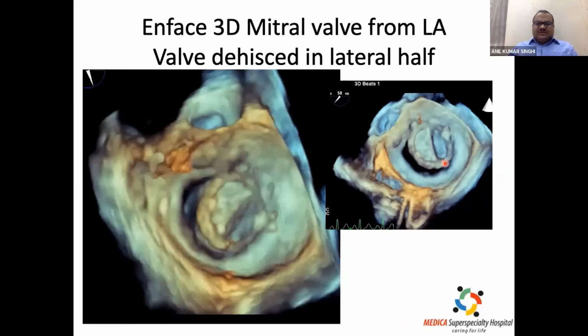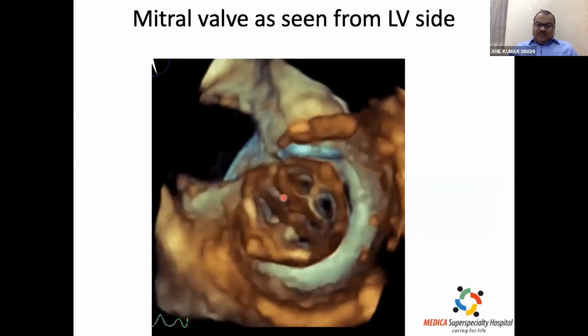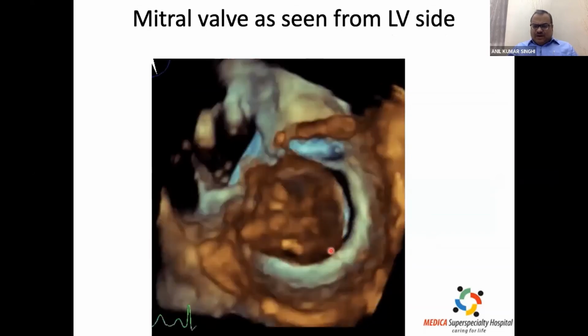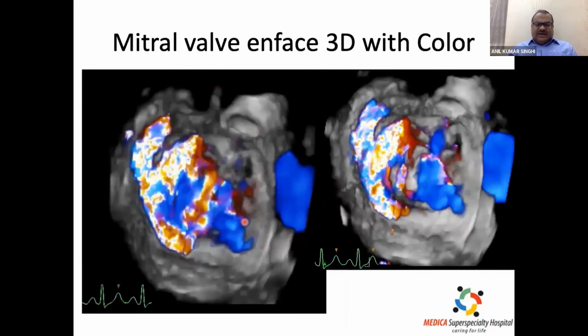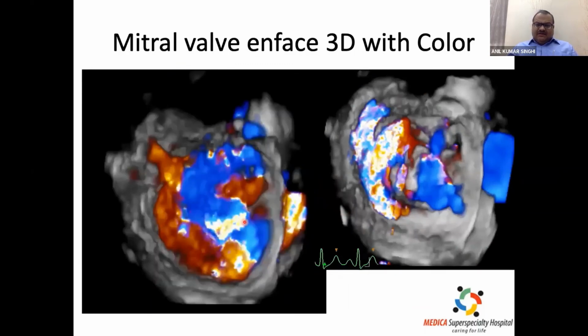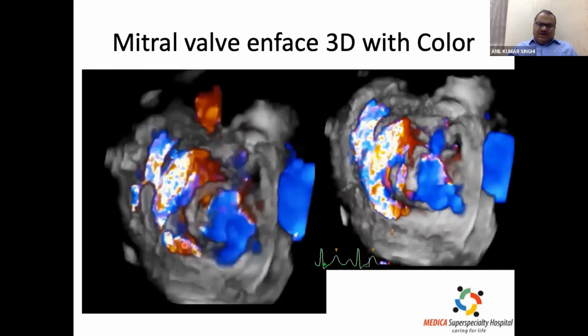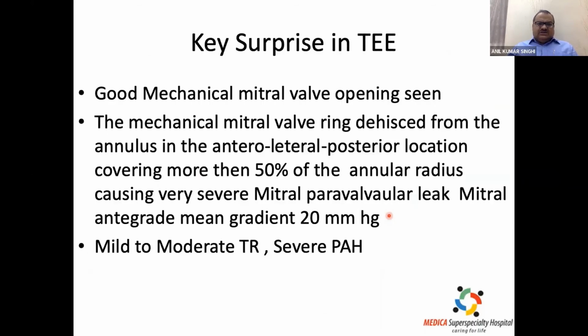You can appreciate from below, inferiorly we are seeing the valve, and again this whole part giving way. This is the 3D, colored 3D. We can appreciate the whole semilunar leak. So the valve was 50% dehisced.